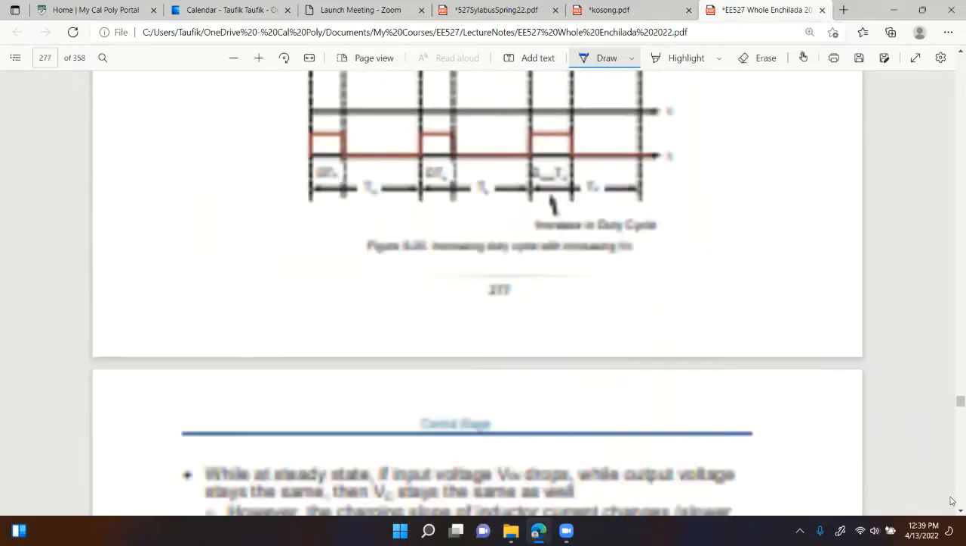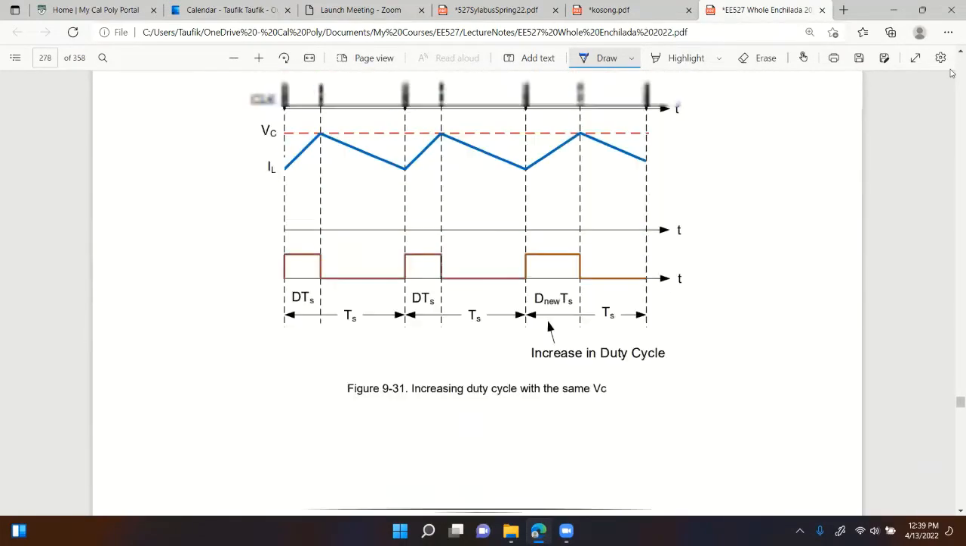Where is it? Oh my God, I don't know why it keeps scrolling that way.